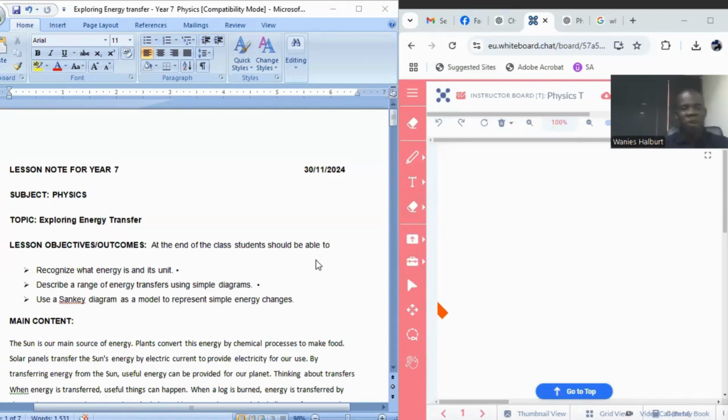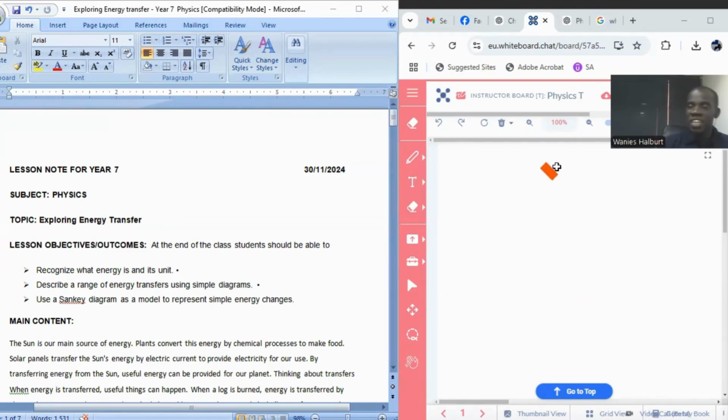Today we'll be talking about an important topic, which is not so new to you. I strongly believe that you must have heard some of the things we're going to be mentioning in the course of this lesson. And so the topic again is exploring energy transfer. When we talk about energy transfer, we want to look at the concept of energy transfer.